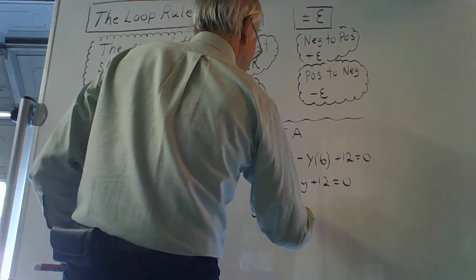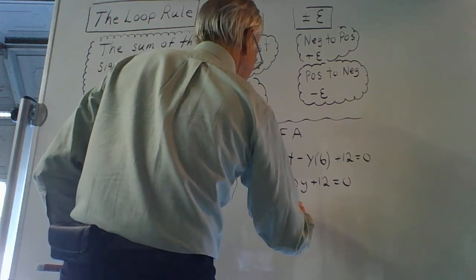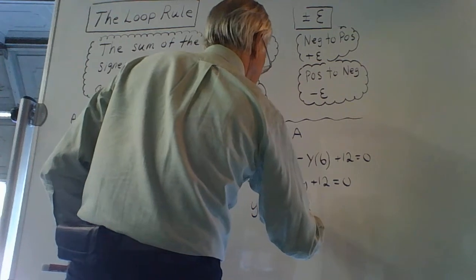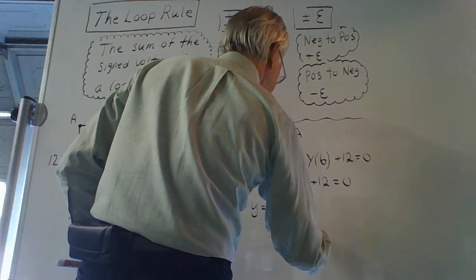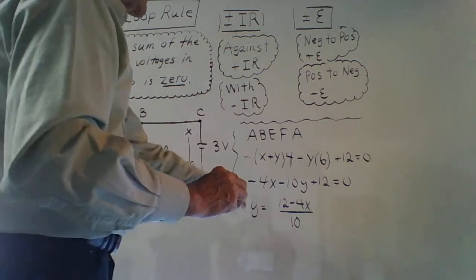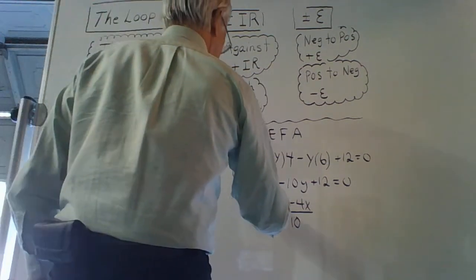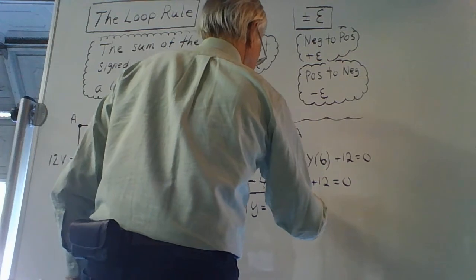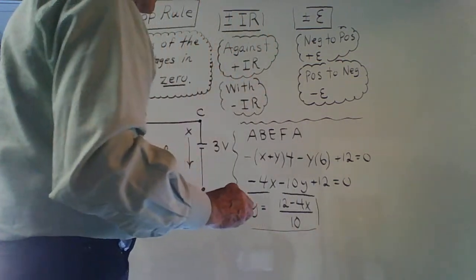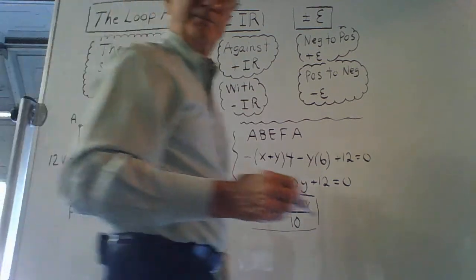It's 12 minus 4x, all divided by 10. We'll use that equation together with a second equation to finish this problem.